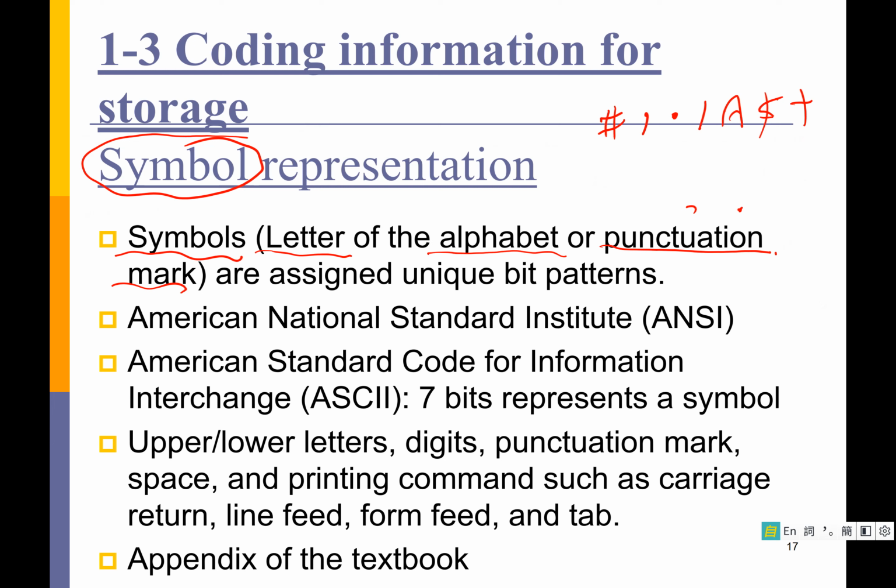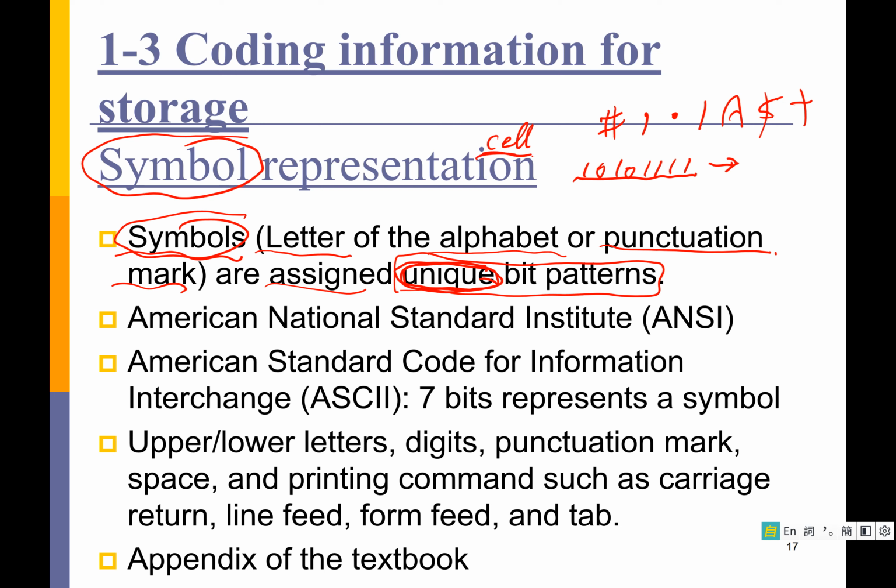Okay, and each symbol, we are going to assign a unique bit pattern. Most important is the word unique. Okay. Now you assign a bit pattern 10101111 to represent it. This is 8 bits, or we just call 8 bits a cell. It's a basic manageable unit of memory. A cell, okay? 8 bits.